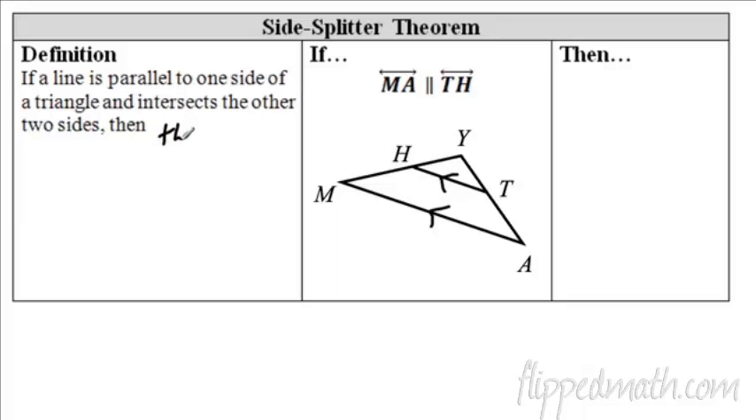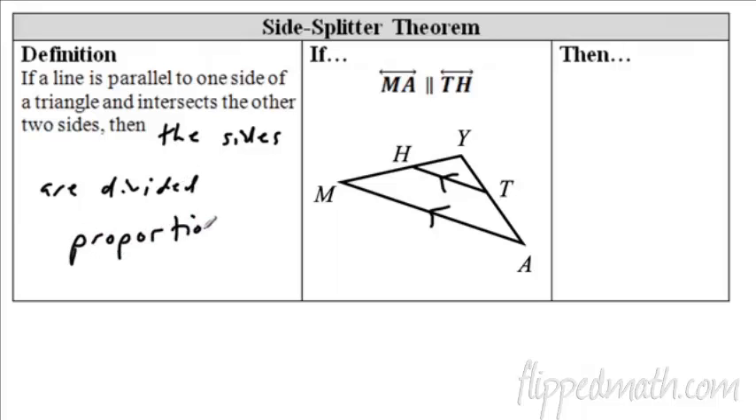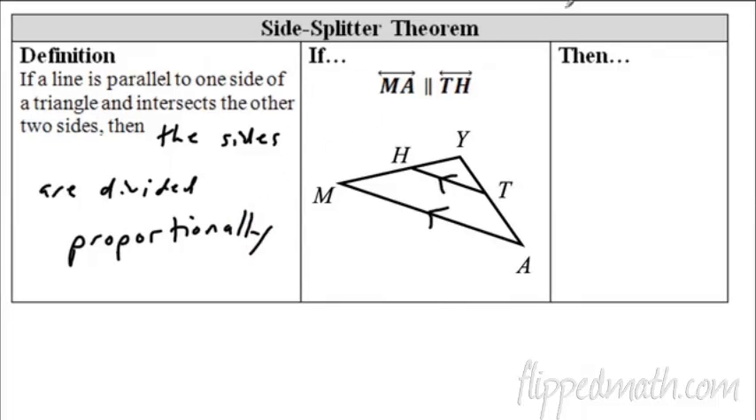Then the sides are divided proportionally. So it divides them proportionally. That's the whole idea here. Then they're divided proportionally. Let me rewrite that. That looks a little rough there for divided, but hopefully you're writing and copying that down. Yours looks better than mine. Excellent. So what does that mean?